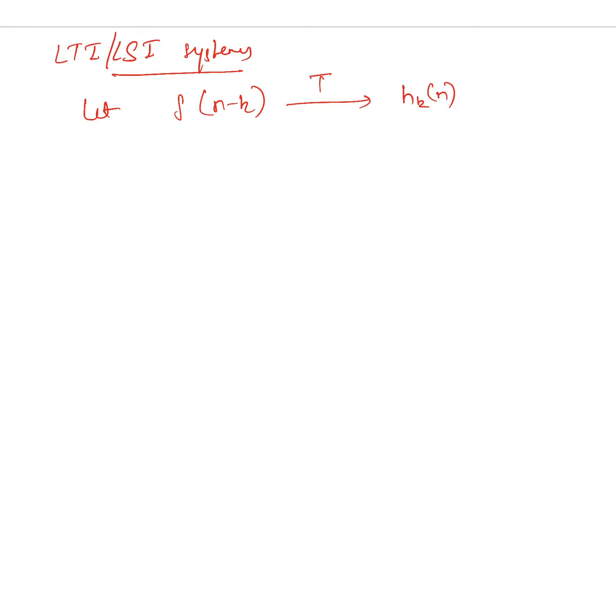This response h_k of n is with respect to an impulse sequence shifted by k samples. Now if I want to compute the output y of n for any arbitrary input applied on the same system T, then y of n is defined as T of the summation from minus infinity to infinity of x of k delta of n minus k.